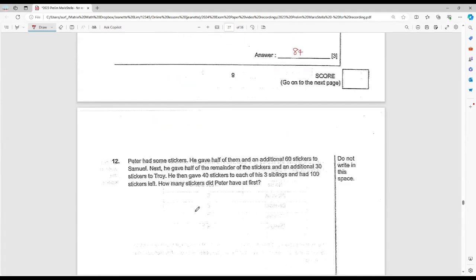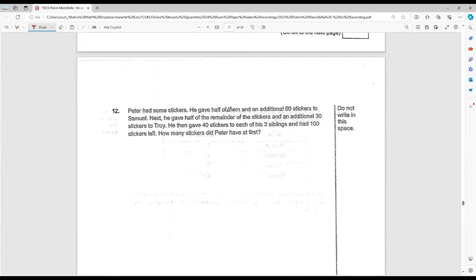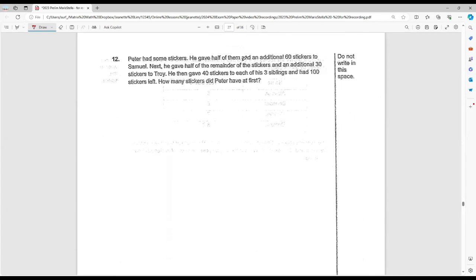Question 12. Peter had some stickers. He gave half of them an additional 60 stickers to Samuel. Next, he gave half of the remainder, an additional 30 to Troy. He then gave 40 to each of his 3 siblings and had 100 left. So how many stickers did Peter have at first?